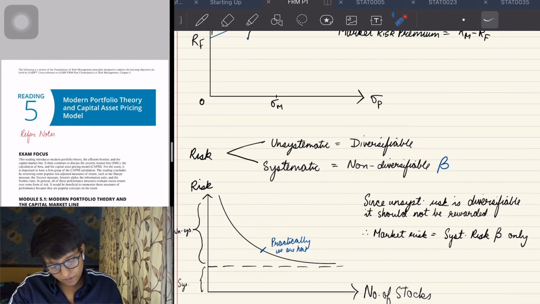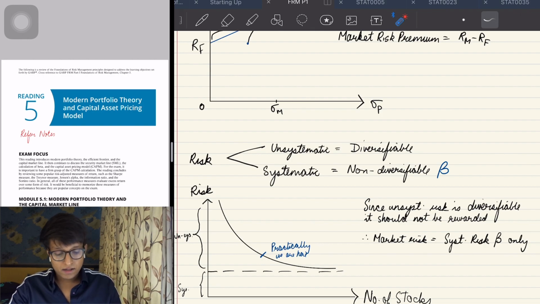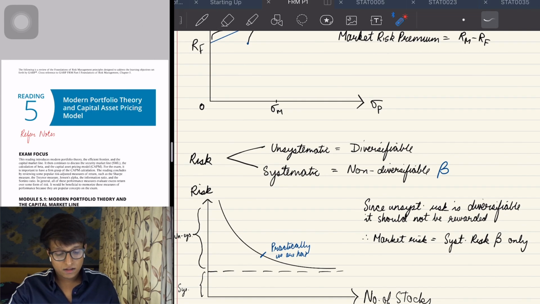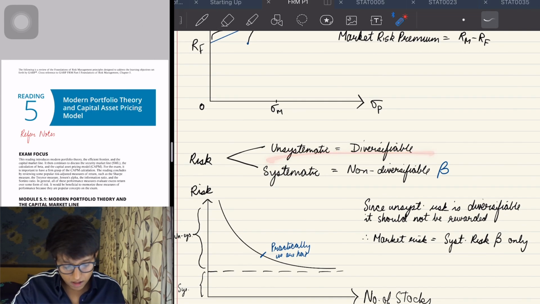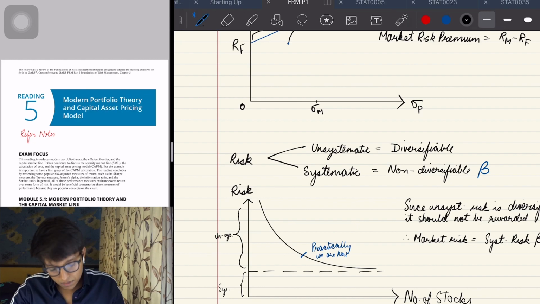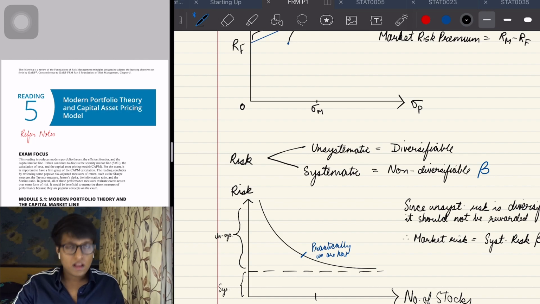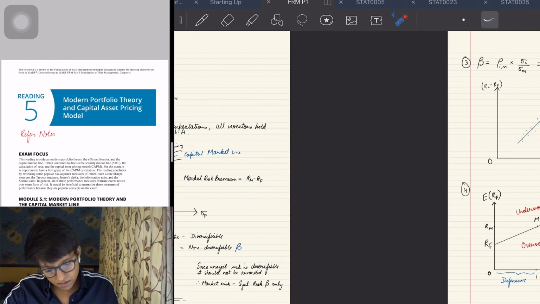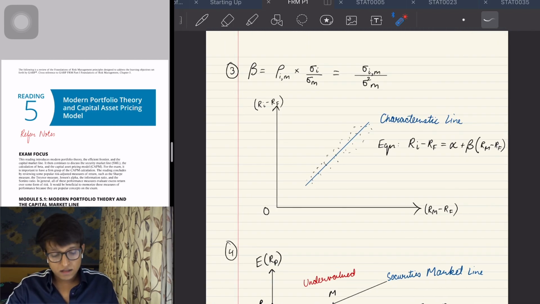Now, when we consider market risk over here, we will only consider beta, not the unsystematic or diversifiable part. And we have a ballpark figure of about 30 stocks. When your number of stocks reaches about, say, 30, we say that your unsystematic risk has been diversified away, and only your systematic part is remaining. And this is the formula for beta.